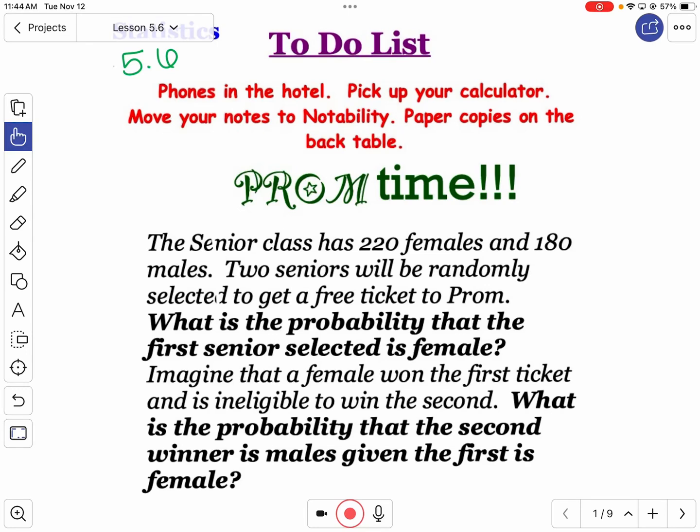Look at this first one. So it's prom time. The senior class has 220 females and 180 males. Two seniors will be randomly selected to get a free prom ticket.